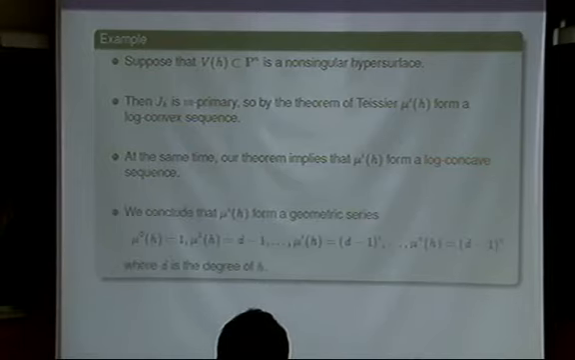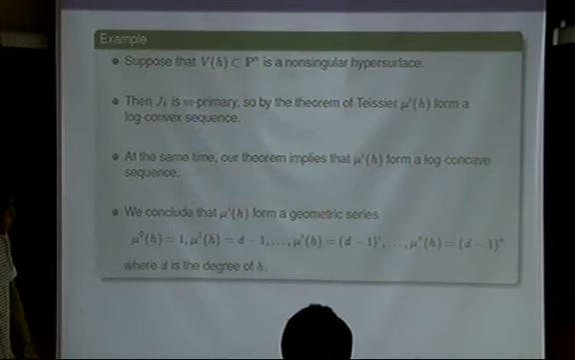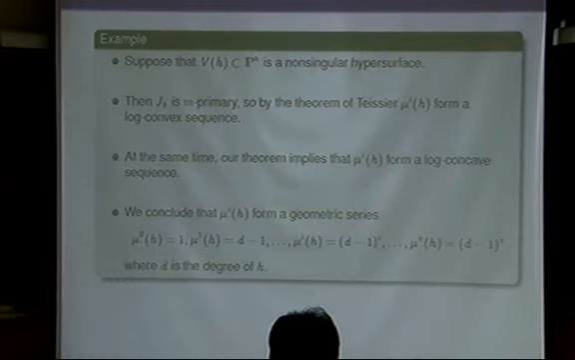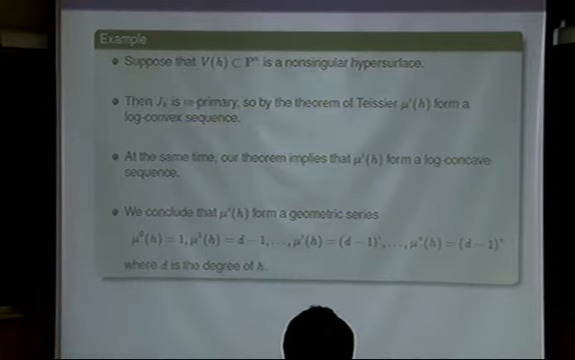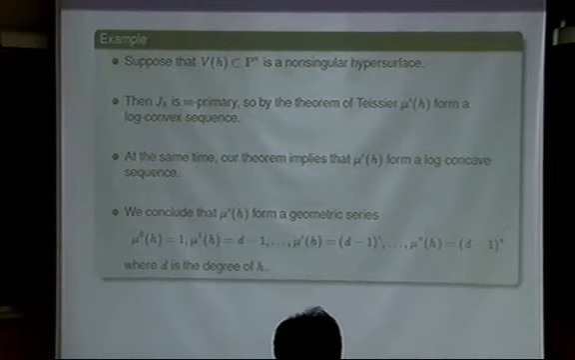Well, you can easily check that by hand computation. Mu 0H is 1 and mu 1H is d minus 1. So after that, our sequence is fixed because it's log convex and log concave. It should be a geometric series: 1, d minus 1, and then I should have d minus 1 squared, and then d minus 1 cubed, and so on.